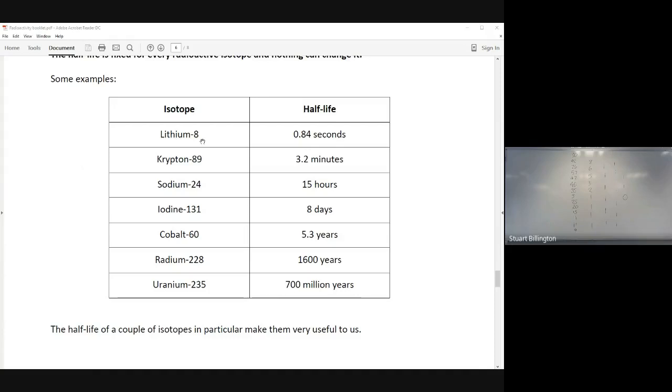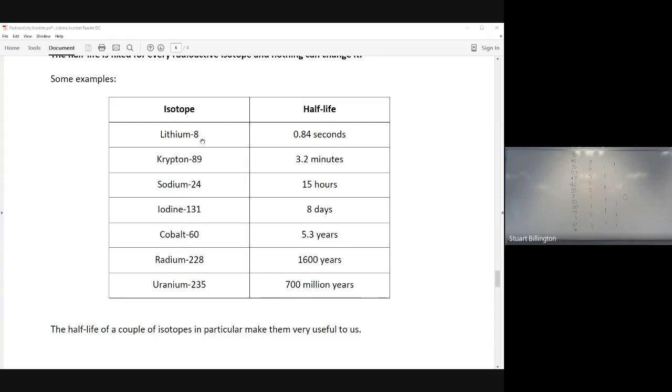Well, I have absolutely no idea how long a sample of lithium-8 will last for. No idea at all. It's not possible to work it out. But I do know that on average, I will lose half of it every 0.8 of a second, because it's really, really unstable. And it's decaying very quickly indeed. It only takes 0.8 of a second for half of it to decay. Half of it will be left over though, and I'll have to wait another 0.8 of a second, but I won't lose it all. I'll just lose half of what I've got left.